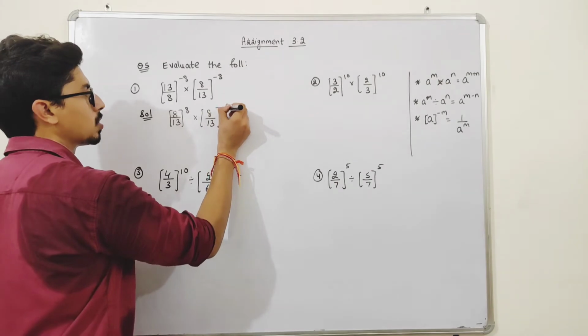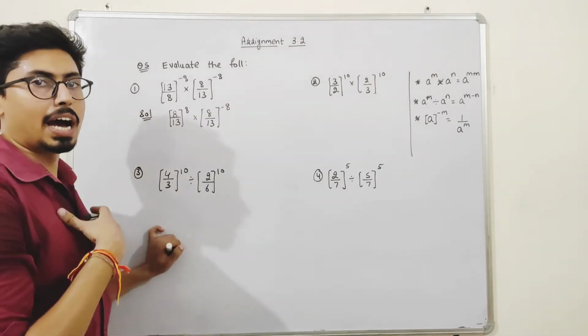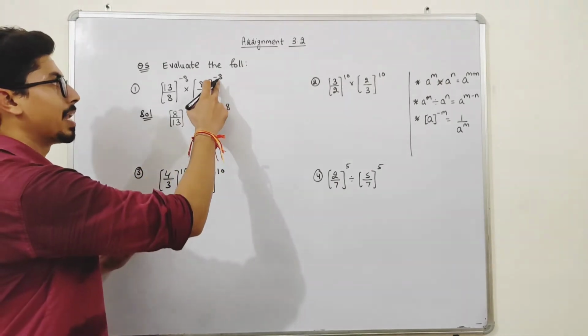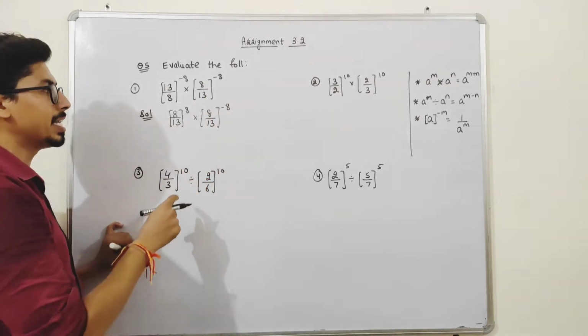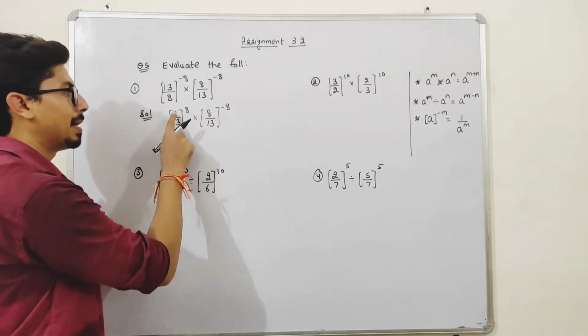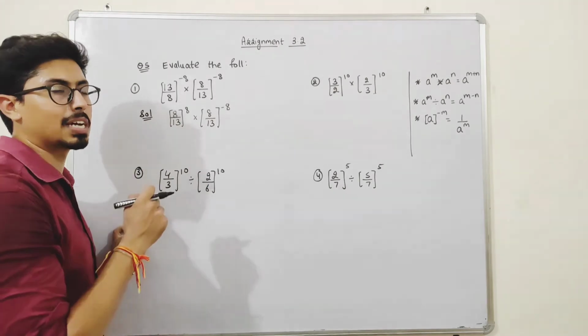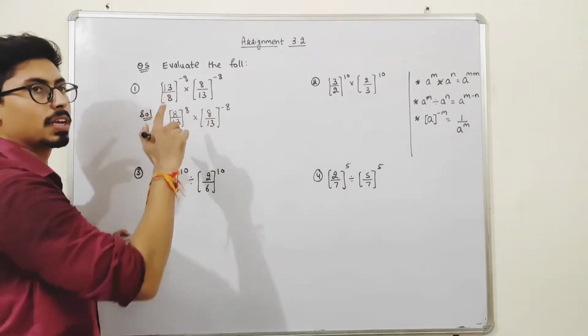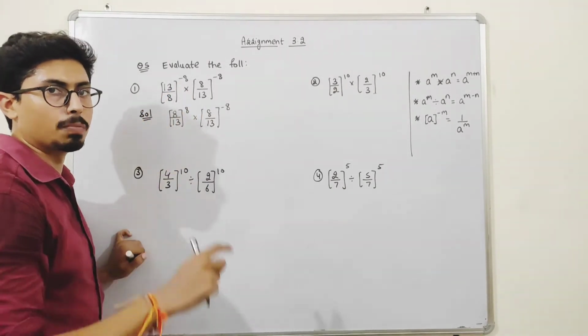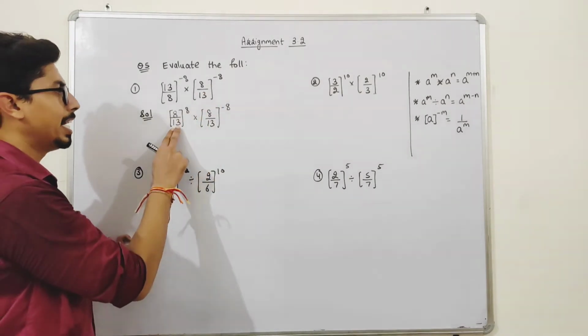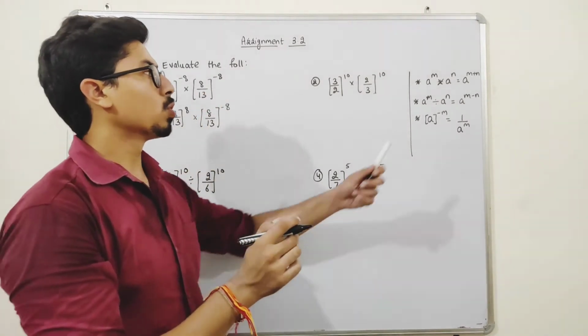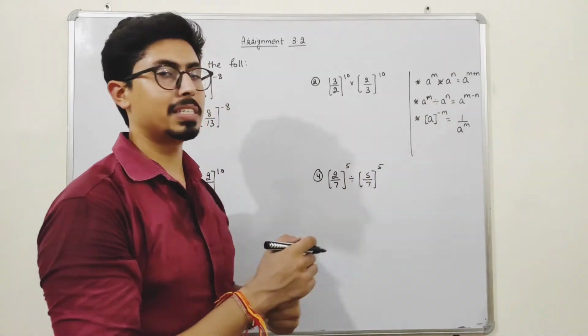The minus 8. Why haven't I made this negative power positive? Because now both the bases are the same, 8 by 13 and 8 by 13. That's why I reciprocated only the first term. Now 8 by 13, 8 by 13, both the bases are the same.